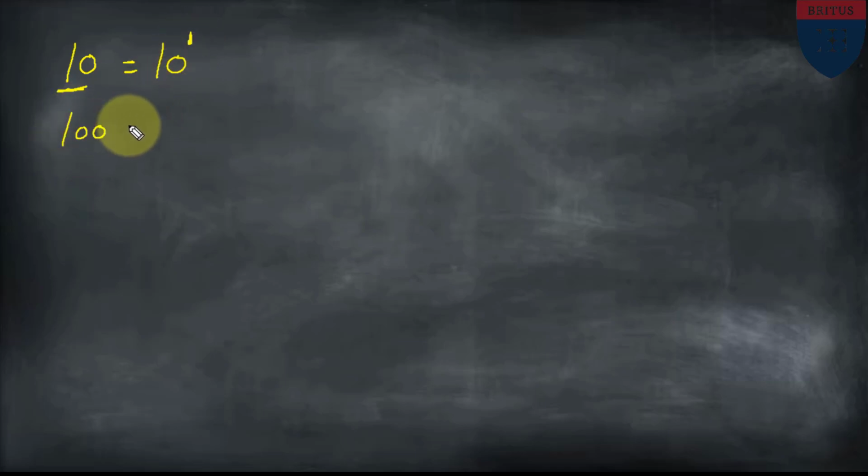100 is 10 times 10. We can write it as 10 raised to the power 2. What about 1000? 1000 is 10 times 10 times 10. We can write it as 10 raised to the power 3, and so on.